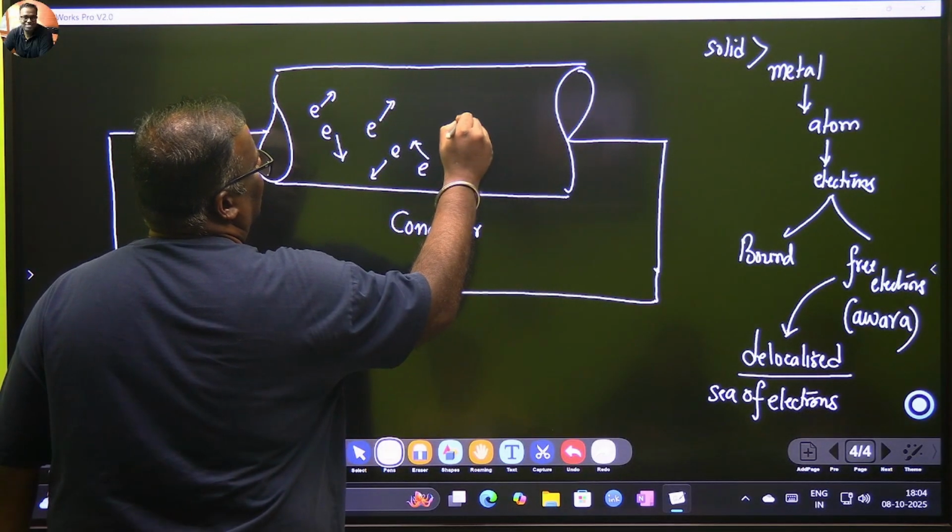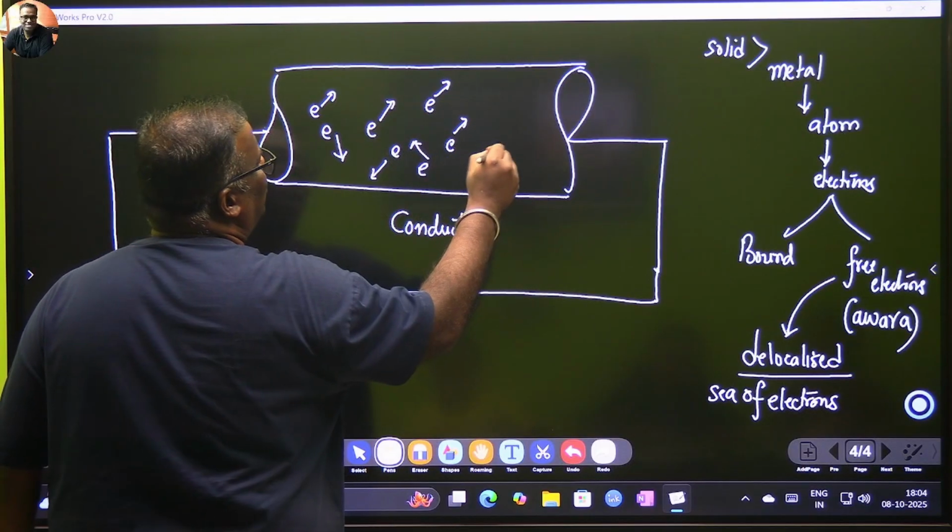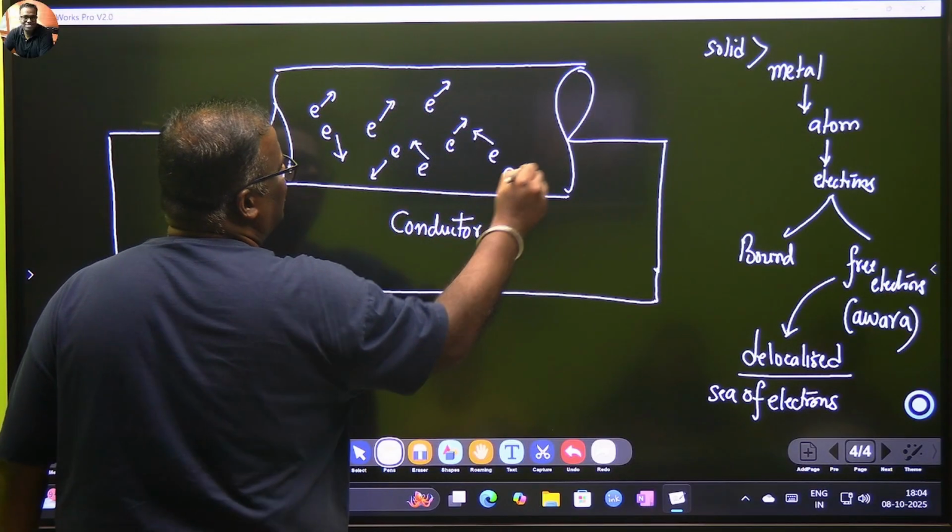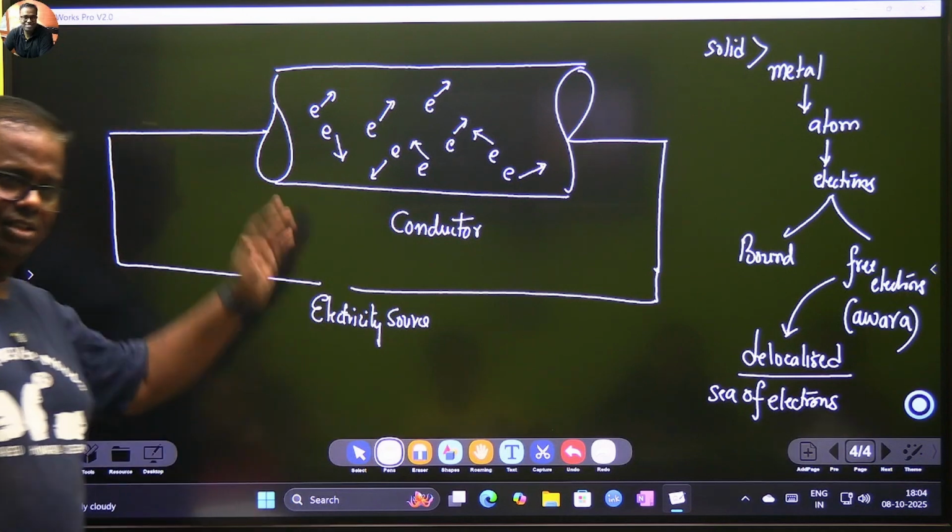Like how gases are. Hey, where are you going? I'm going to Ratnadeep. Where are you? Pinks and blues. Like that.